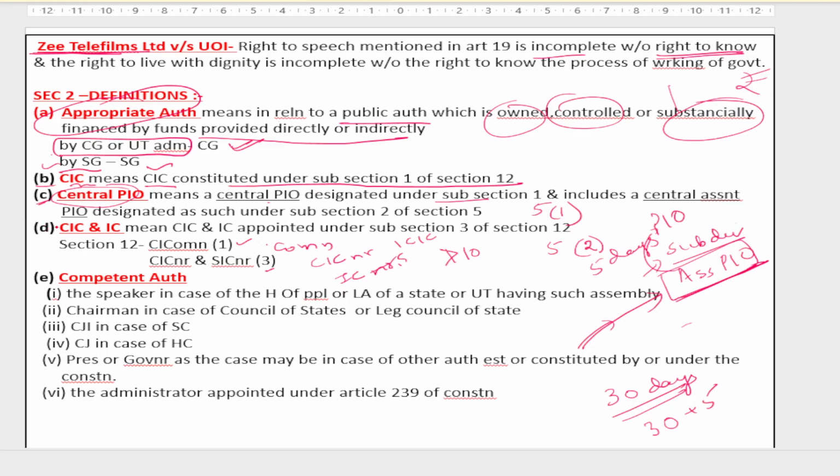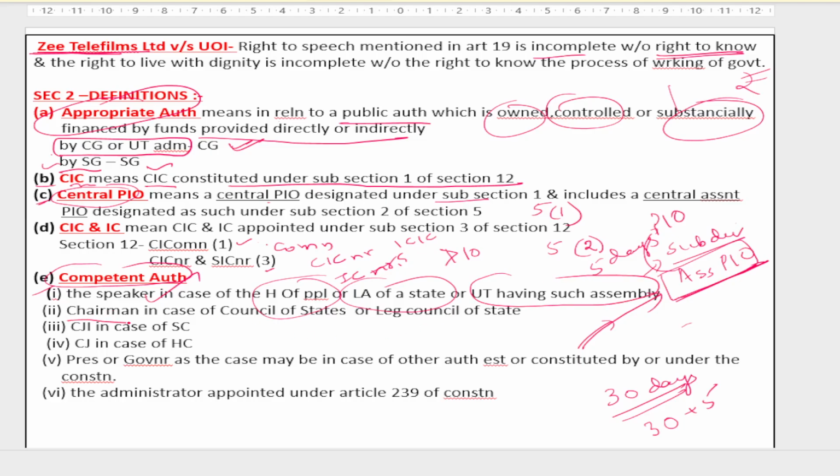Now subsection D. We already covered it. It covers the Chief Information Commissioner and the Information Commissioners at the central level. Subclause E. It deals with competent authority. What is competent authority? Competent authority will be the Speaker in case of the Lok Sabha or Legislative Assembly of a state or UT having such assembly.